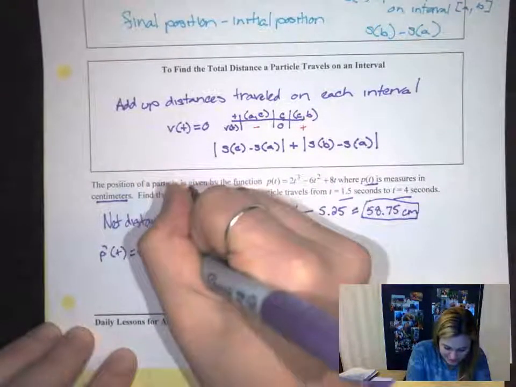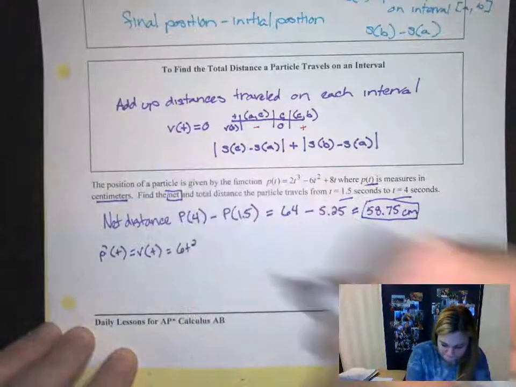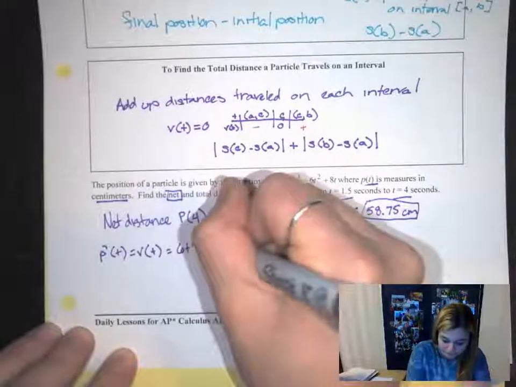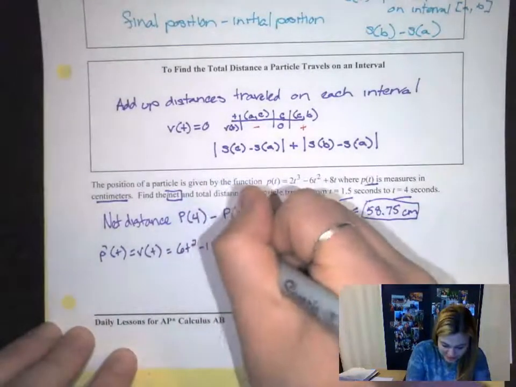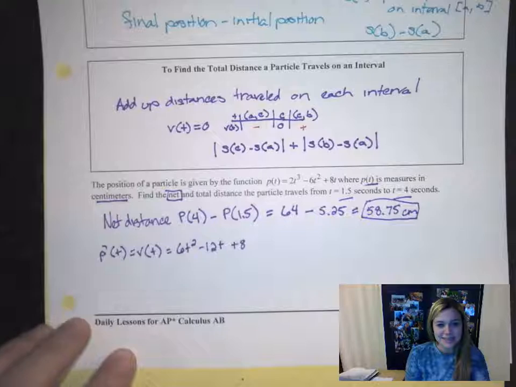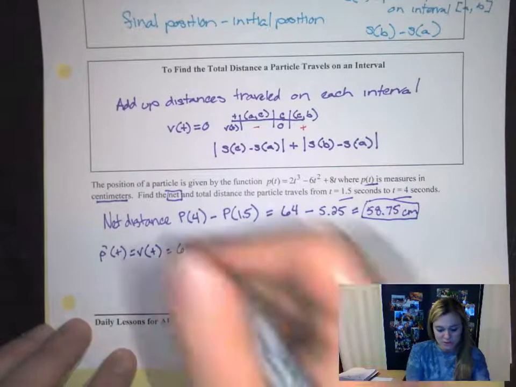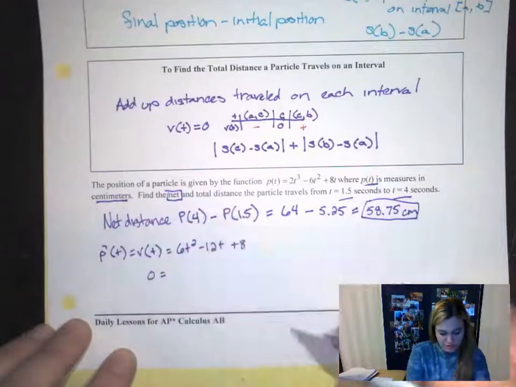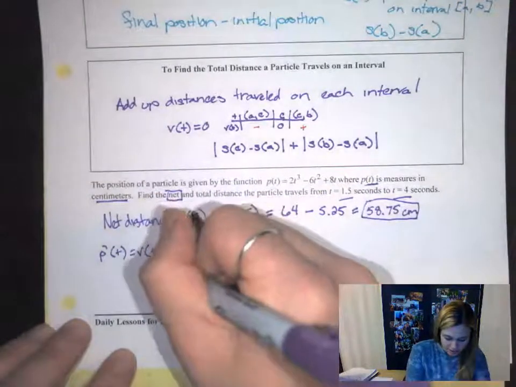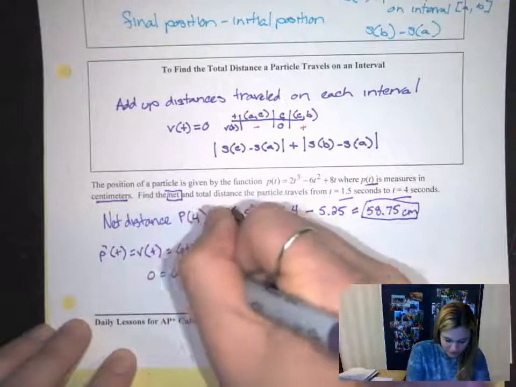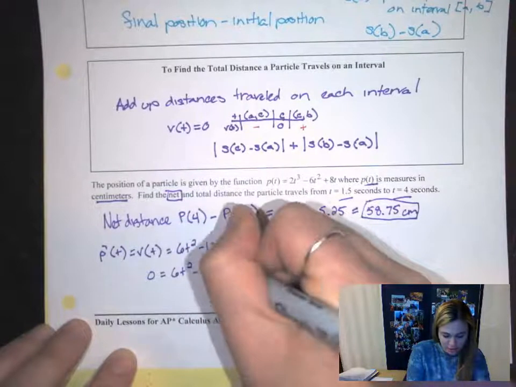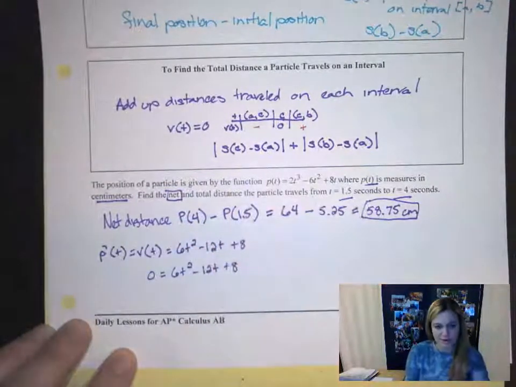That would be 6t squared minus 12t plus 8. And I need to see, is there any place where this derivative, V of t, equals 0? So the derivative of P of t, which is V of t. Is there any place where I get 0? Because this could potentially tell me where this function is positive and where it's negative.